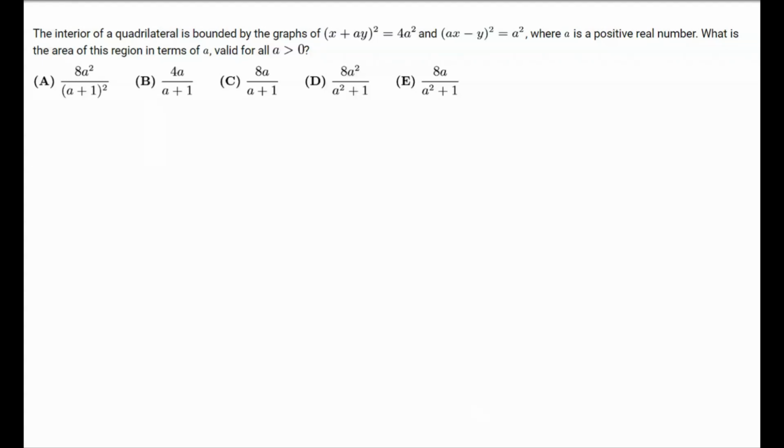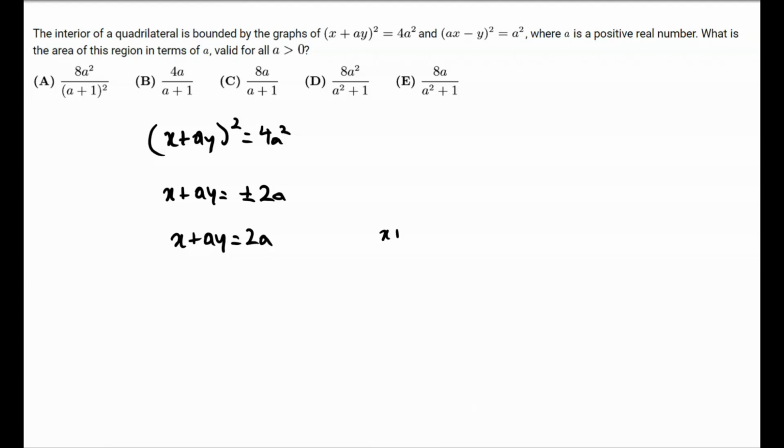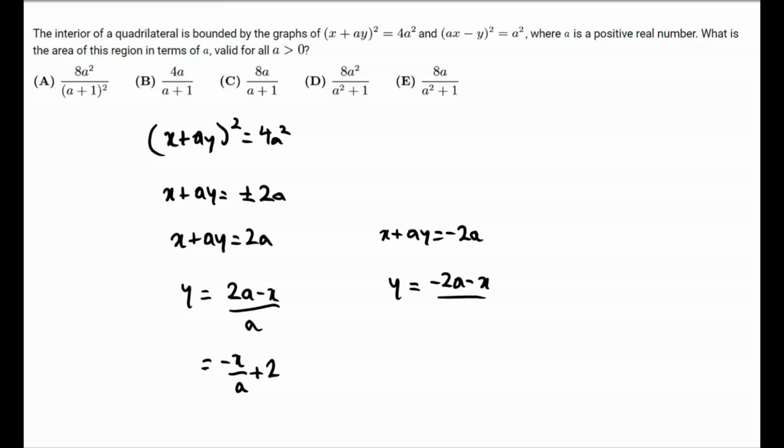So let's first consider the graph of the first equation. We have (x + ay)² = 4a². And square rooting both sides, we get that x + ay = ±2a. So the graph of this equation is going to be the two lines x + ay = 2a and x + ay = -2a. We can rearrange this to get y = (2a - x)/a, or -x/a + 2. And likewise we can rearrange the other equation to get y = (-2a - x)/a, or -x/a - 2. And we'll label these as equations 1 and 2.